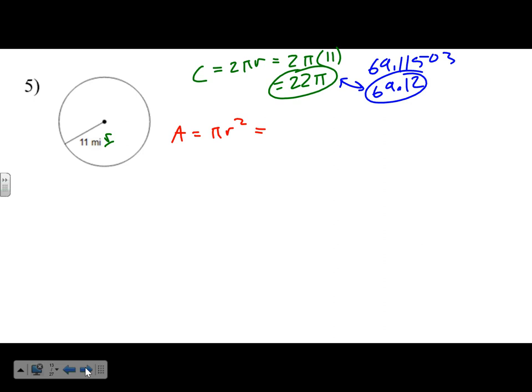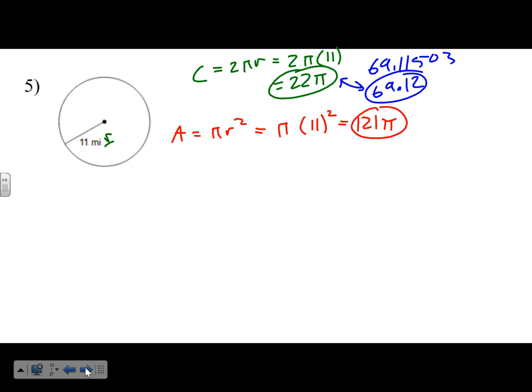So the area is pi r squared, so we have pi times 11 squared. So 11 squared is 121. So 121 times pi is the answer in terms of pi. Again, most people put the pi at the end if they do it that way, so I would encourage you to do that.